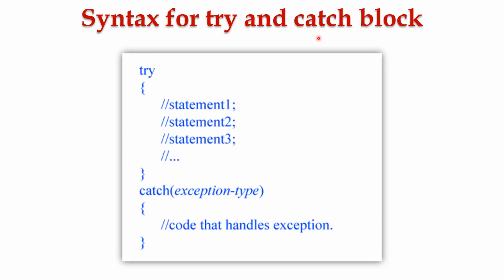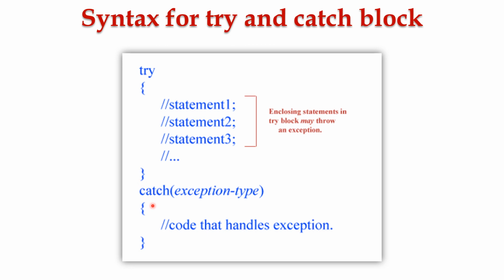Syntax for try and catch block. First we have the keyword try followed by an open curly brace. Then we have statements to be executed inside the try block. The try block may have the throw keyword so that it may throw an exception to the catch block. Finally, using a closed curly brace, we end the try block.